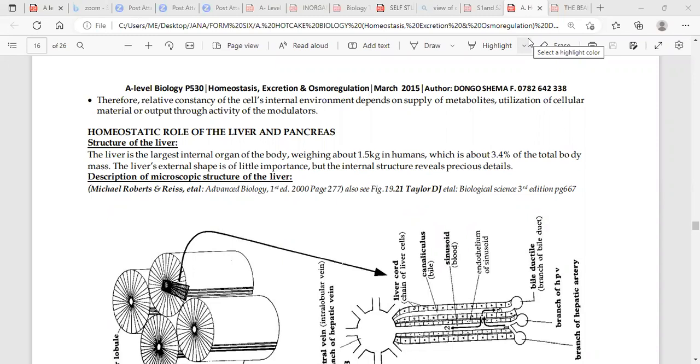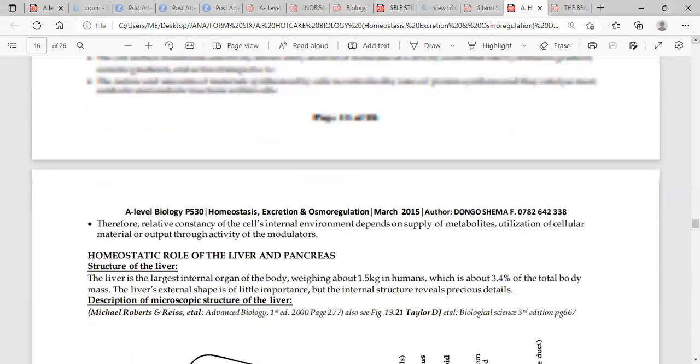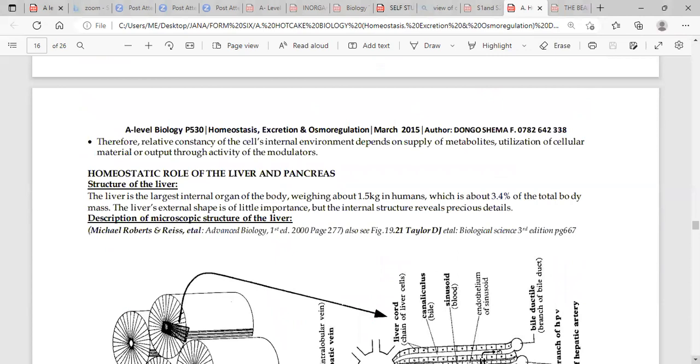We are still continuing on our discussion about homeostasis, excretion, and osmoregulation. Last time we looked at the characteristics of homeostatic organs and the formation of tissue fluid.